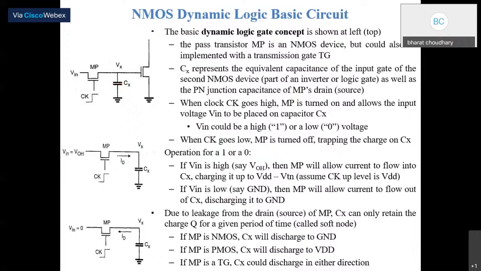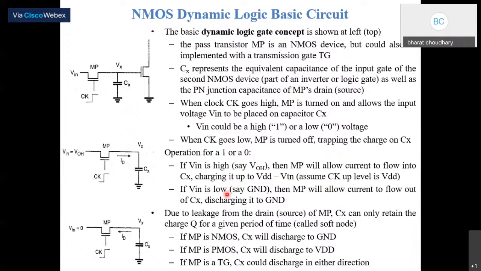Now for the operation for a 1 or a 0: if Vin is high, say VOH, then MP will allow current to flow into CX, and this is charging up to VDD, meaning it will charge up to the maximum power supply, but actually to VDD minus V threshold, because there is a drop of voltage across the transistor, which is called VTN.